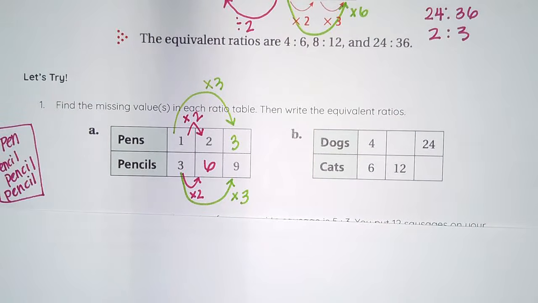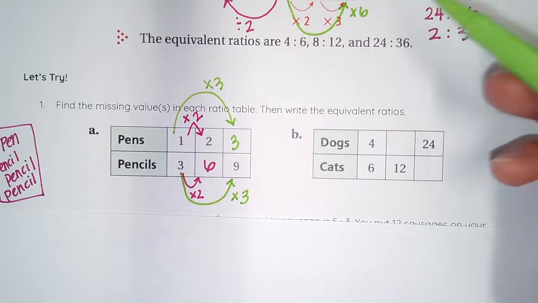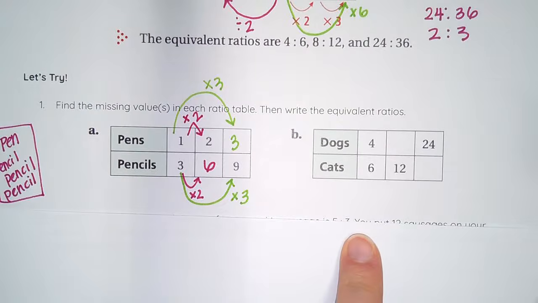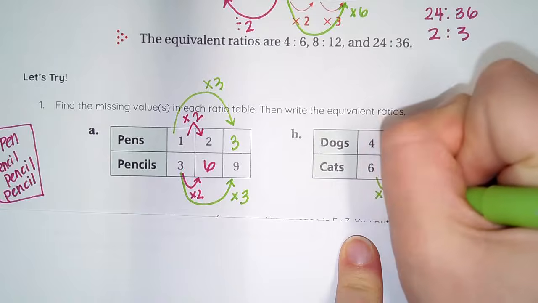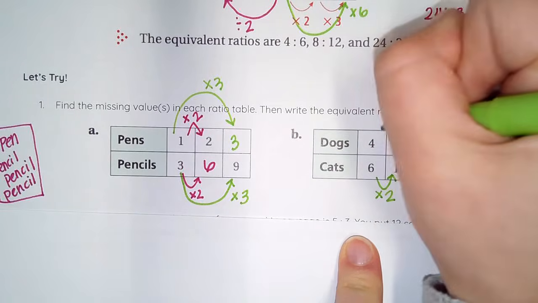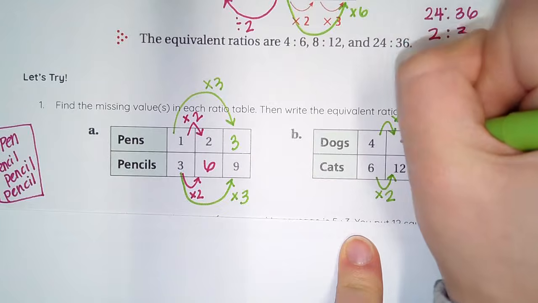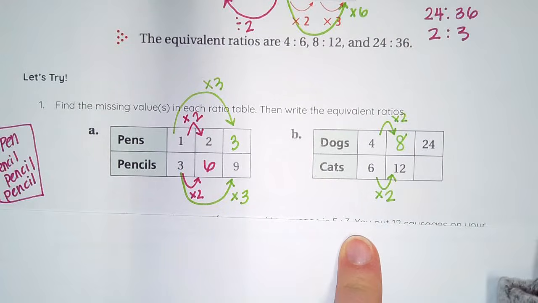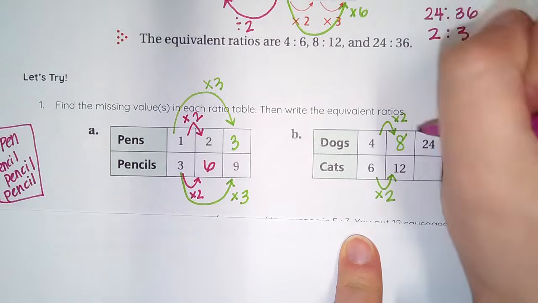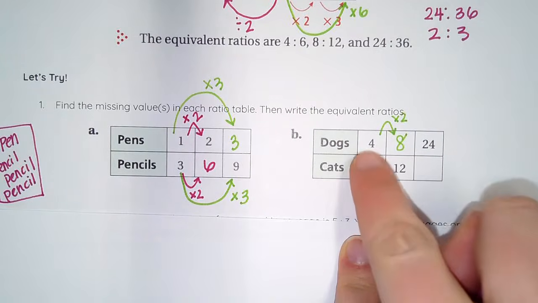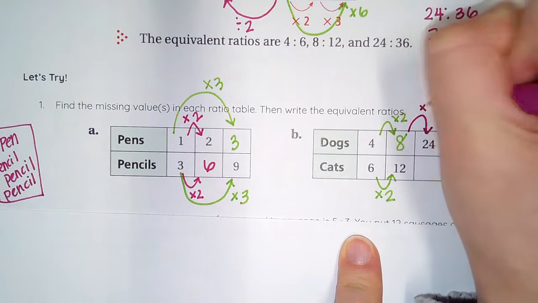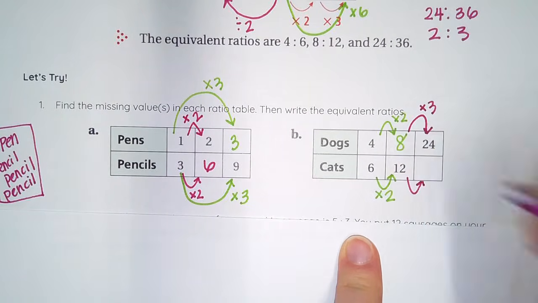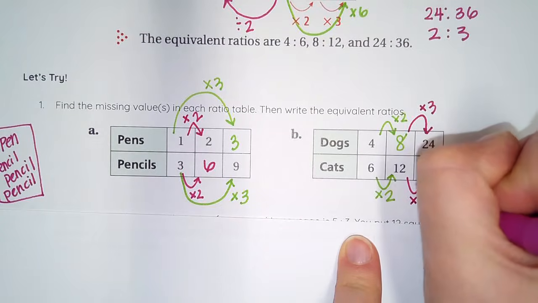Dogs to cats. My ratio is 4 to 6. This is the same one from up here. So once again, we look here and say, okay, 6 times what equals 12? 6 times 2. Therefore, 4 times 2 is going to get me 8. Then I look here. I can either go back to that 4 or stay at that 8. How do I get from 8 to 24, times 3? So if I multiply my 12 times 3, I would get 36.